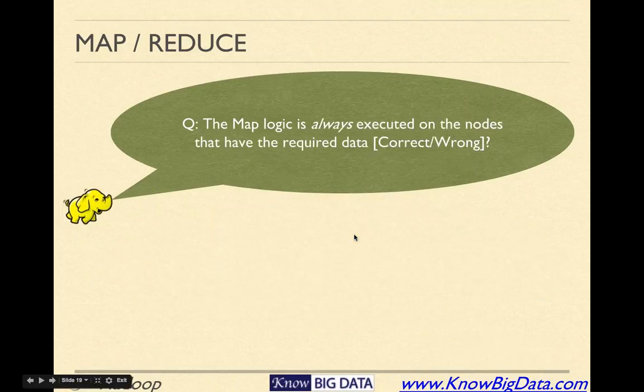Brilliant. All right. Here is the twist to the sentence. The map logic, not MapReduce. The map logic is always executed on the nodes that have the required data. Always is the keyword here.